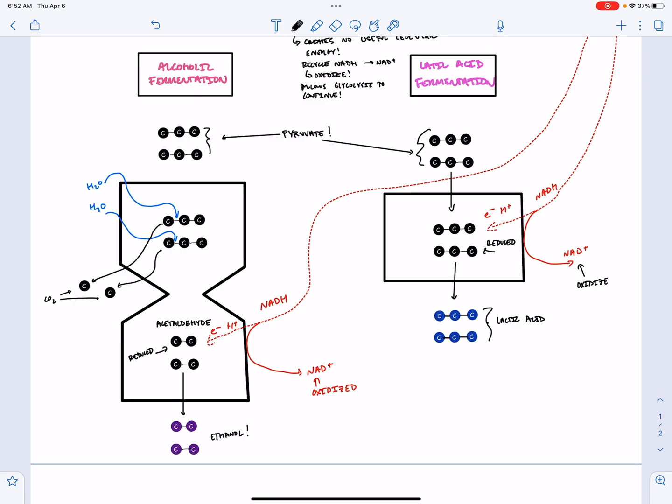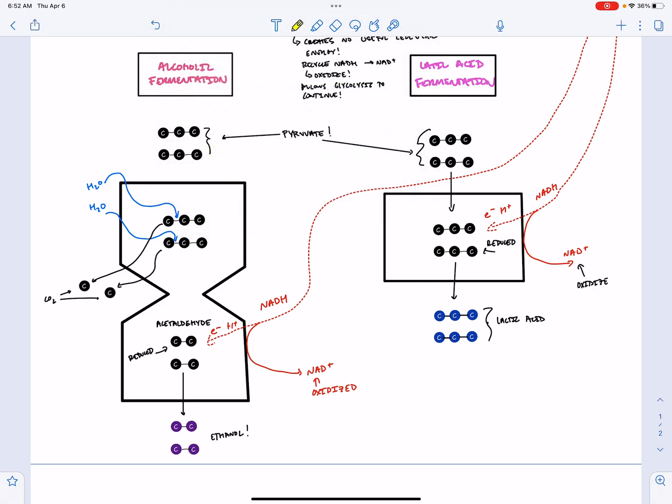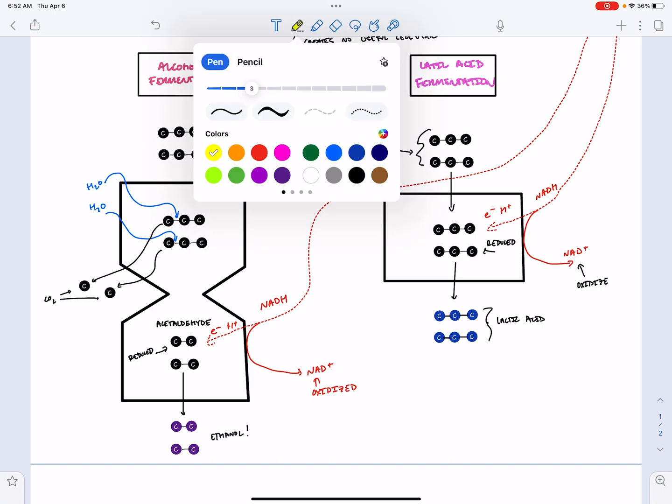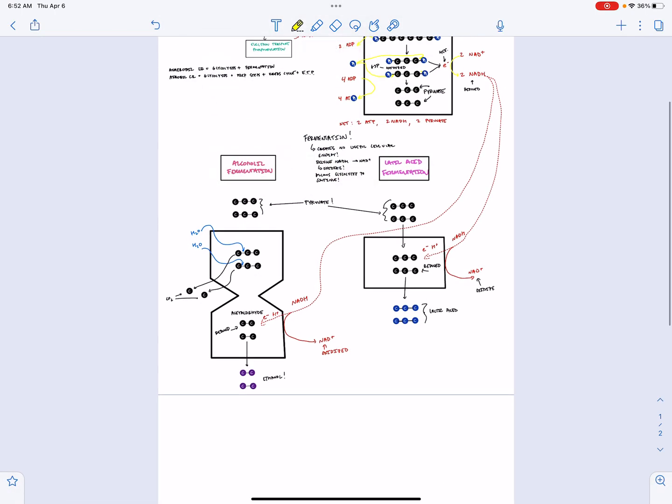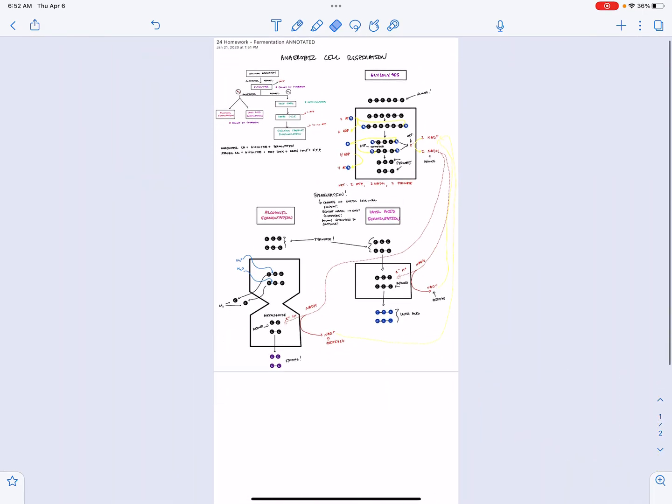And the whole point of both of these reactions is to free up this NAD+ so it can return to glycolysis and do its thing, accepting electrons from G3P up here. Okay, that is all.